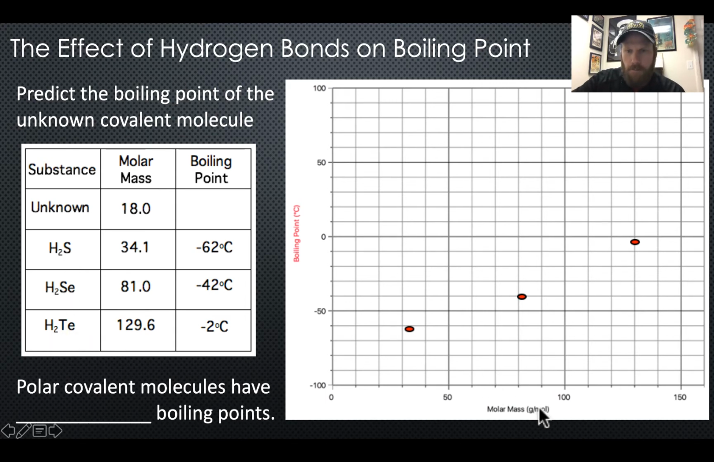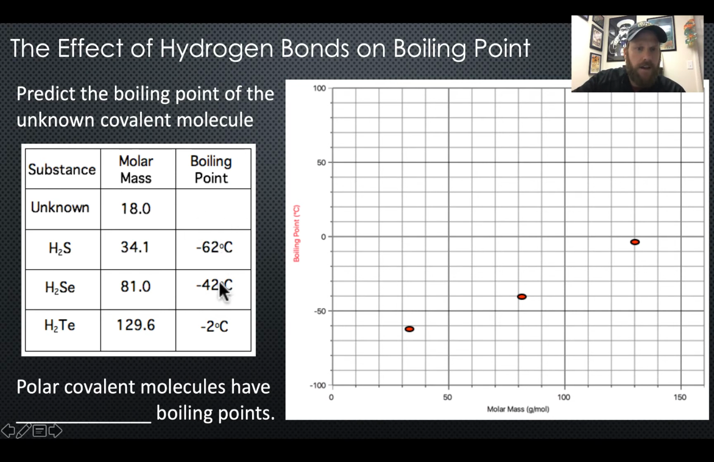I have graphed their molar mass versus their boiling point. And you can see as the molar mass increases, so does the boiling point. We need to make a prediction about this unknown substance that has a molar mass of 18. What would its boiling point be? Following the trend, this should be the lowest boiling point.